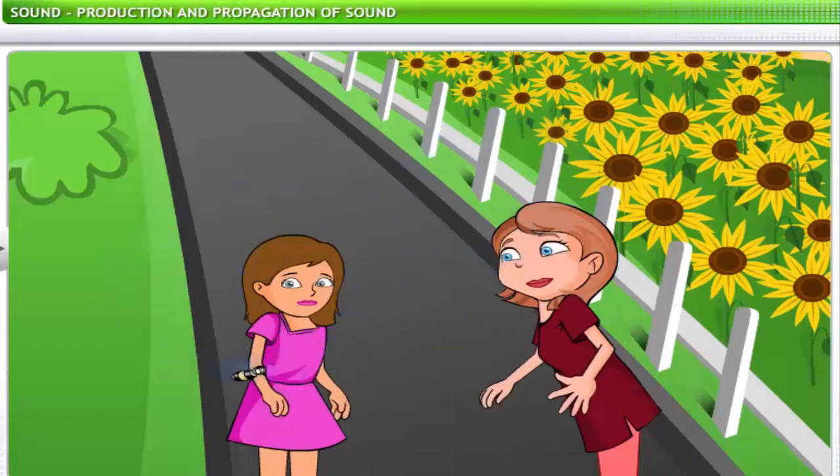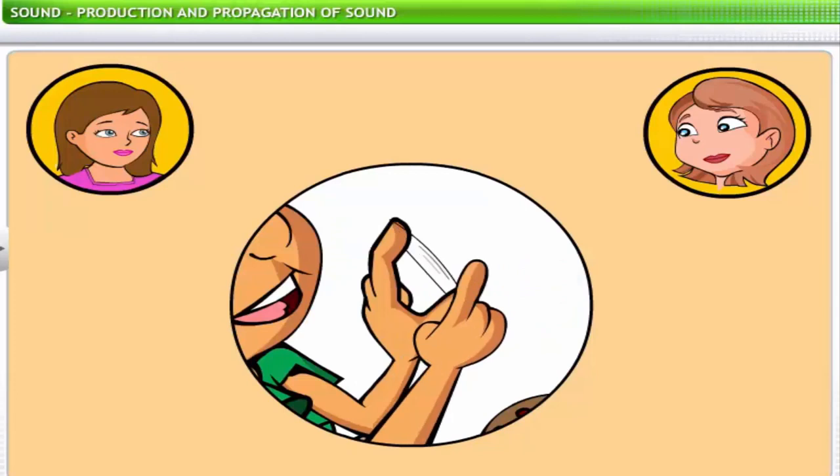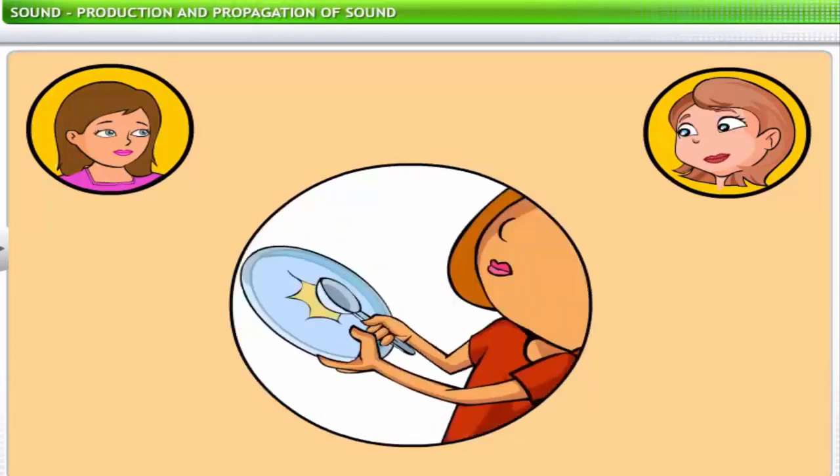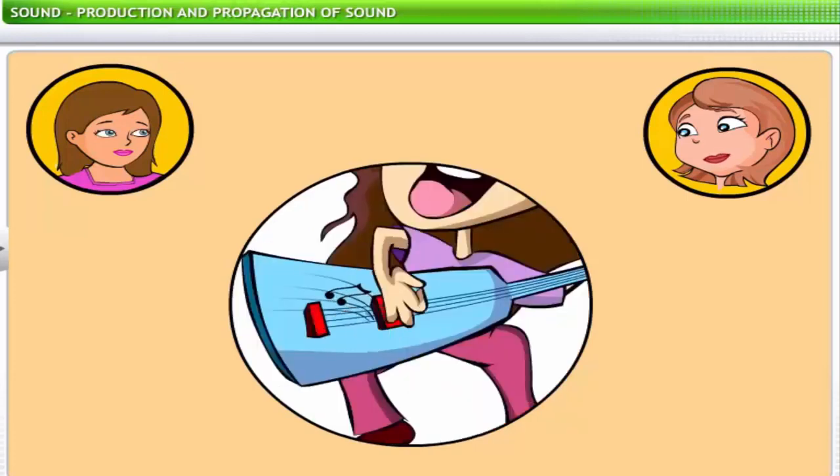Go away. How can a small bee make so much sound? Believe it or not, that noise comes from the bee flapping its wings fast, really fast. Actually, you'll be surprised to know all kinds of sounds are produced and propagated in the same way. This includes the sound that you hear on plucking a rubber band, the tinny noise our little sister makes by banging a spoon against the vessels, even the sound of music played by your favorite guitarist.